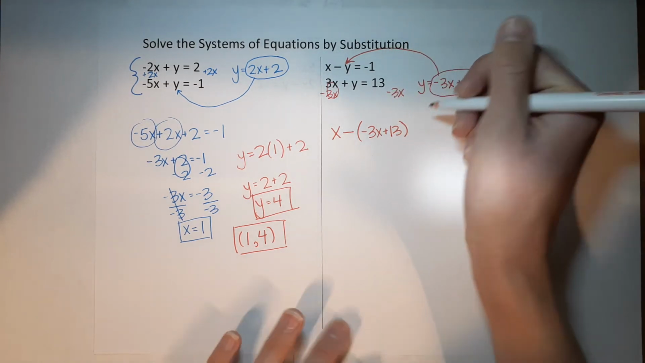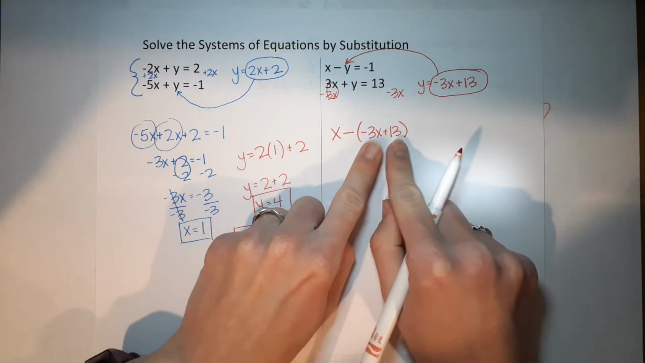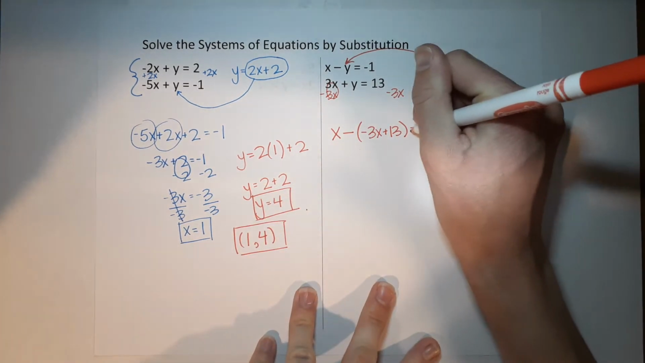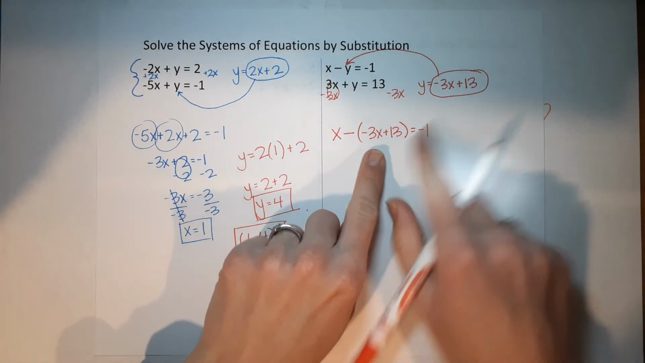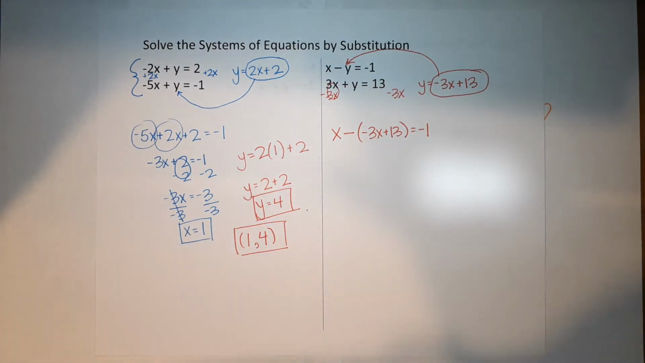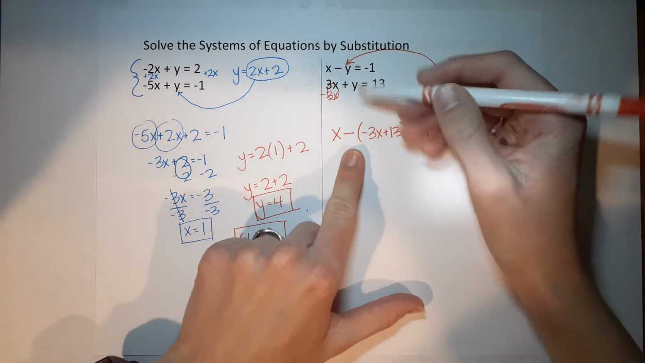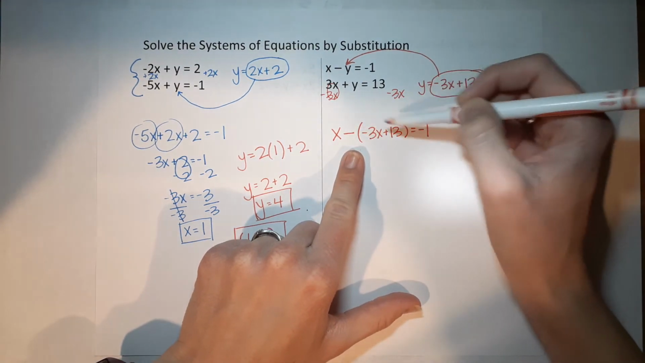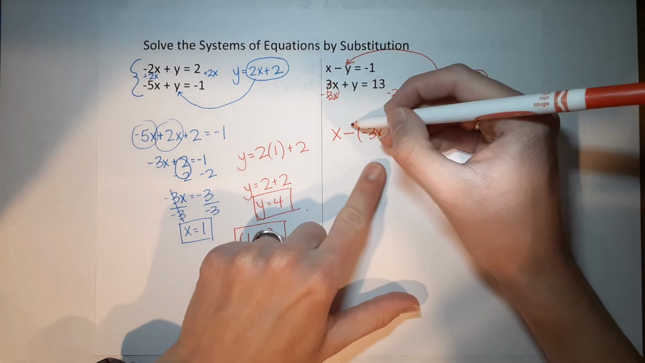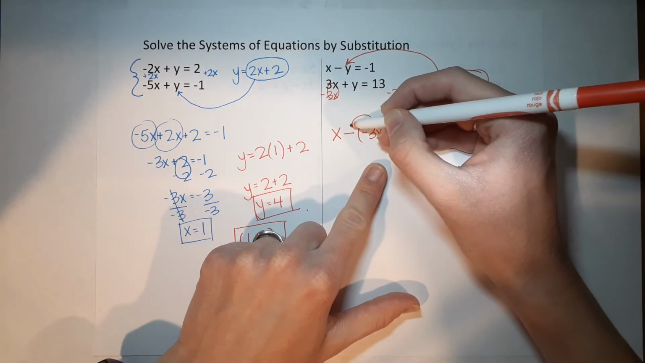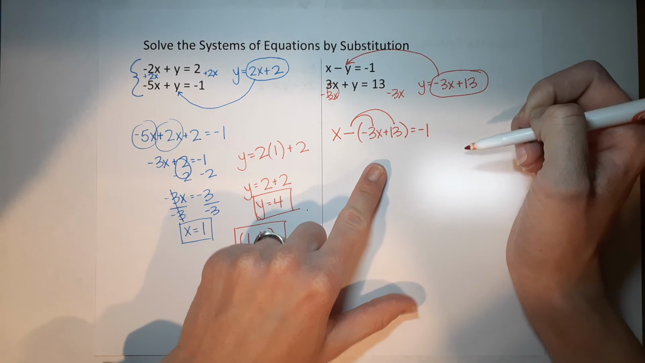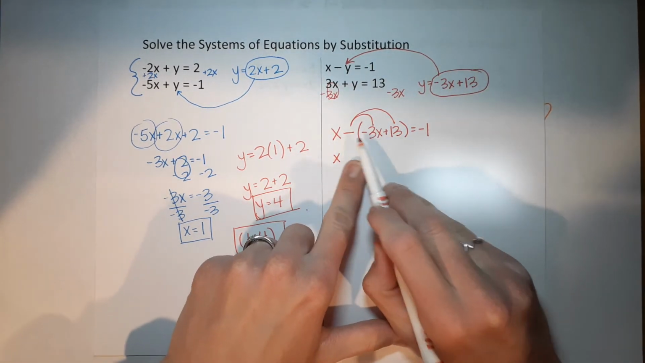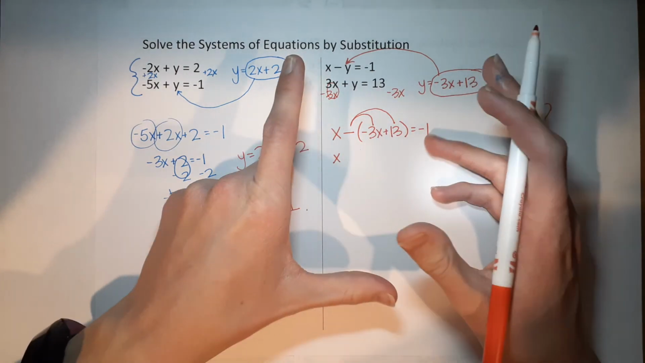So that I know I'm subtracting this entire thing, I use the parentheses, okay? And that equals negative 1, okay? See how I just plugged that in for that y. Now, I need to distribute this negative in because we're subtracting both of them, okay? So we're subtracting this one, we're subtracting this one. So when I do that, I get x. When I subtract a negative, that's a positive.